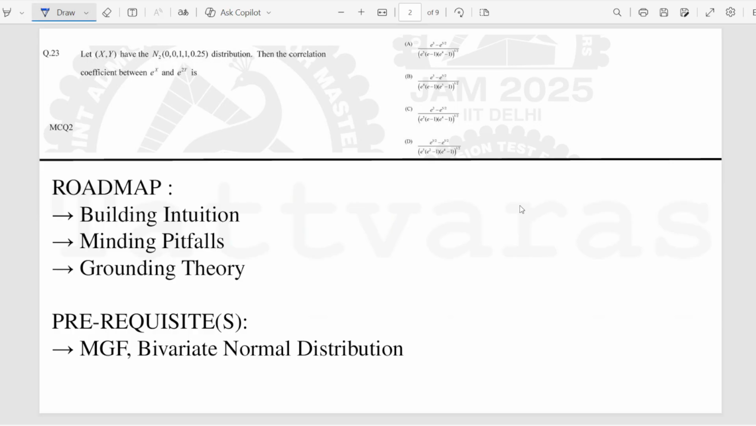Let's get started with this question on bivariate normal and MGF. So just looking at these exponent terms should remind you of MGF, and we'll get to it in a bit if it's not hitting you right now. You just have to find the correlation coefficient between these two.